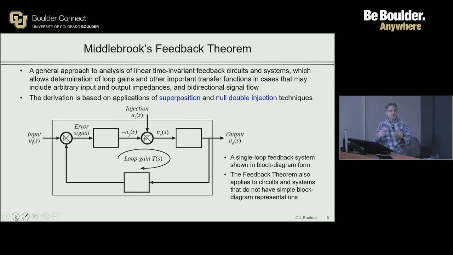In real circuits, it is very often difficult to actually put a circuit into a block diagram form. Sometimes we can do it, sometimes we can't. The feedback theorem allows us to do very quickly and relatively easily the analysis of feedback circuits that don't necessarily form an easily identifiable block diagram. We can also allow for arbitrary input and output impedances, and for the possibility of the signal flow being bidirectional, as really is the case in real circuits.